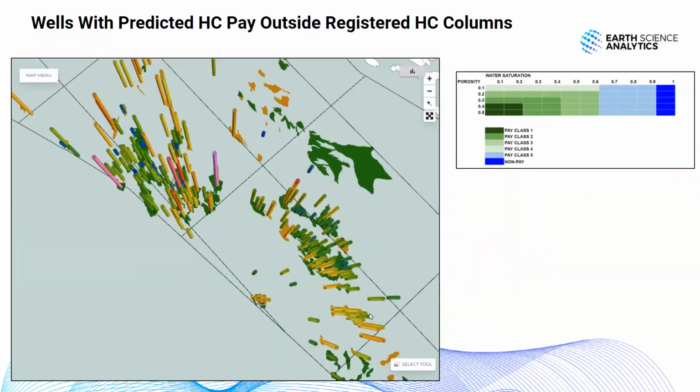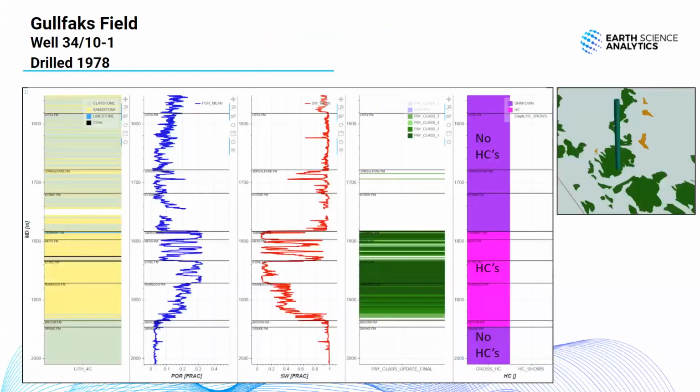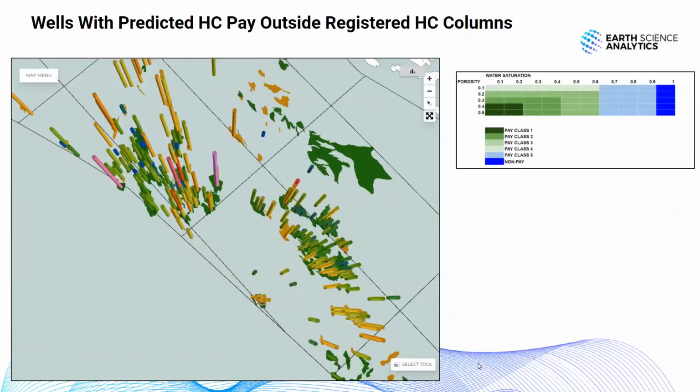So also what we can do is look at wells in the UK sector and the Norwegian sector in our project, with pay outside of registered oil columns. If you remember, if you just go back one step, it's all pay in this purple area. So that's interesting in itself, that we're getting pay outside those main producing units. And of course, that's really interesting to have that type of information.